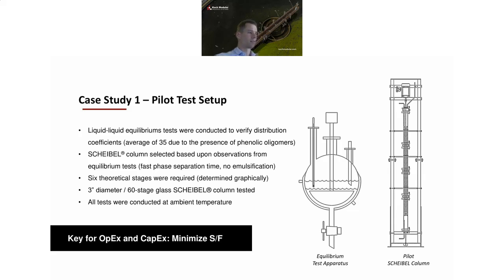The key for the OPEX and the CAPEX of the commercial process was really just to minimize the solvent to feed ratio. MIBK is a volatile solvent, so we're going to have distillation columns downstream. So by reducing the solvent to feed ratio, you reduce the overall energy costs and also the CAPEX cost a bit as well, as it reduces column diameters throughout the process.